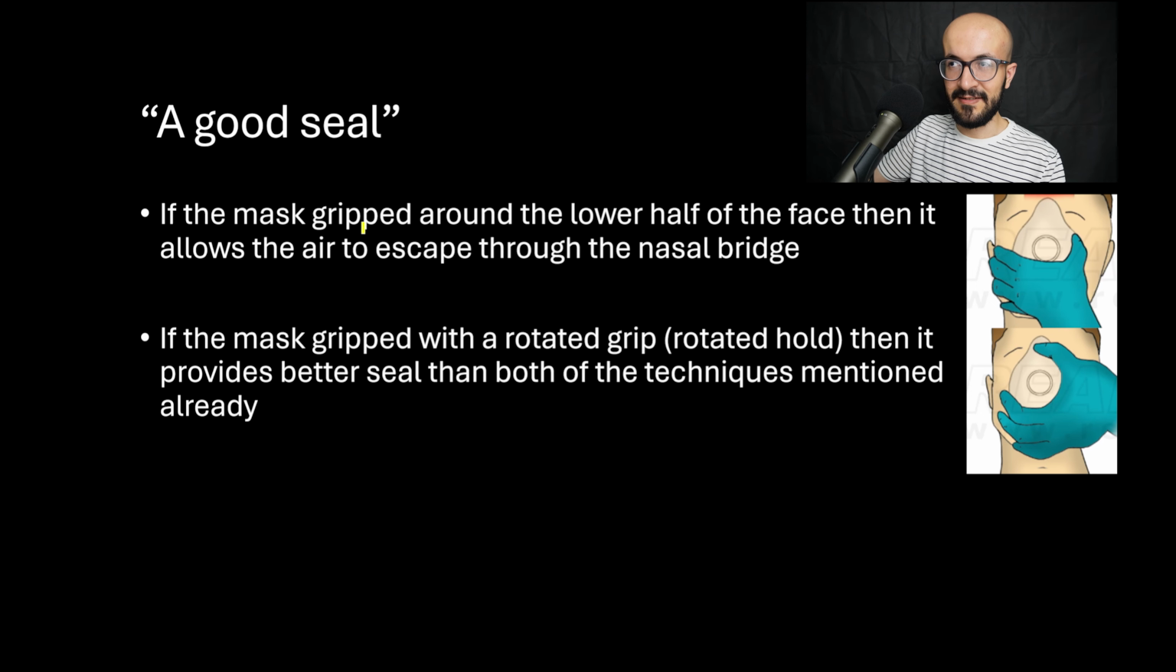And if the mask is gripped around the lower half of the face, like you can see in this picture here, then it allows the air to escape through the nasal bridge. So if it is gripped from the lower half, then you get the air escaping upward. And if the mask is gripped with a rotated grip, which is called the rotated hold, like you can see in this picture here, then it provides a better seal than both of the techniques mentioned already. So the rotated grip, like you can see in this picture, provides a better seal if only one hand is responsible for controlling the mask.